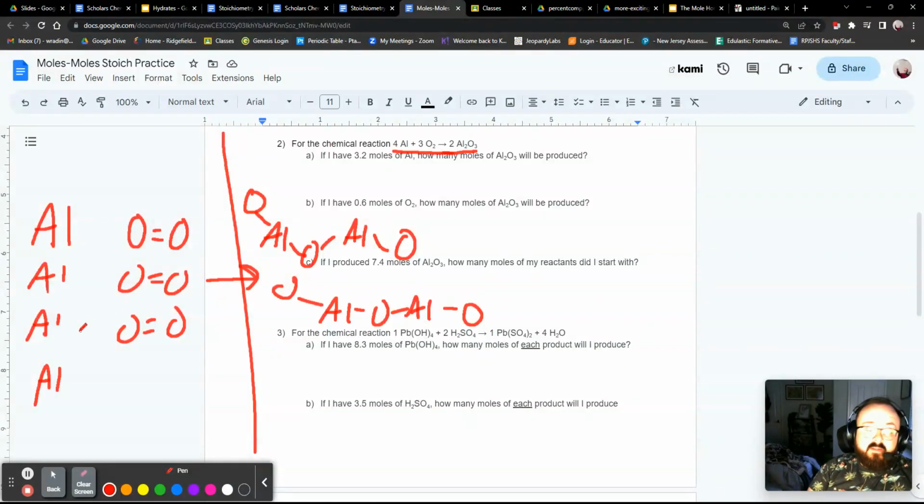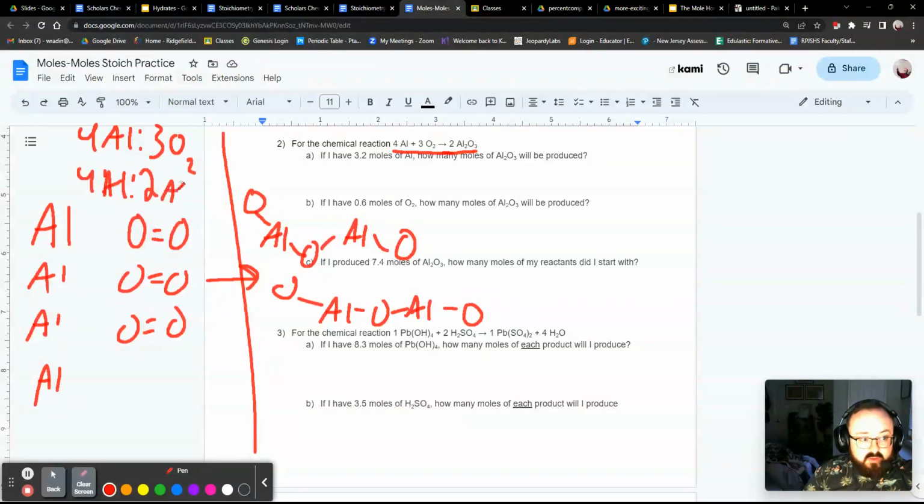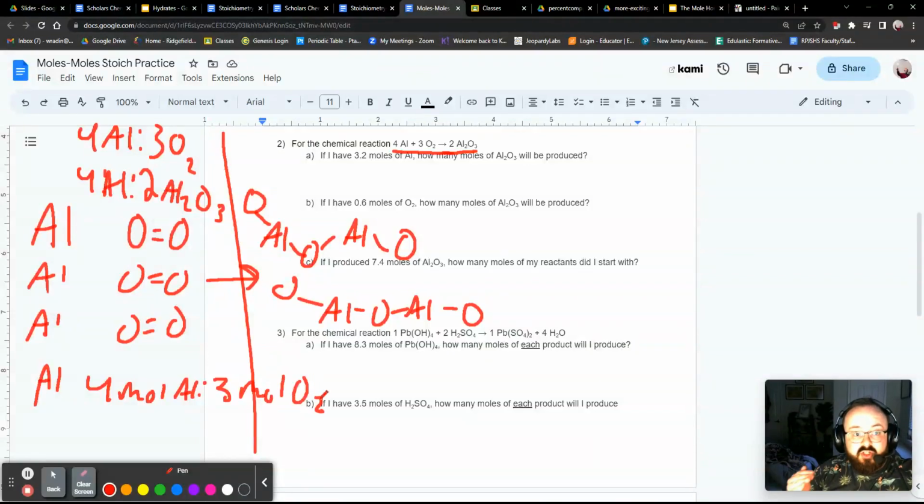So what if I had double the amount or something? There's always a ratio. No matter what in this reaction, I will have 4 atoms of aluminum to 3 molecules of O2, 4 atoms of aluminum to 2 molecules of Al2O3. If I have 4 moles of aluminum, guess what? I'll have 3 moles of O2. This is a set ratio determined by the coefficients.